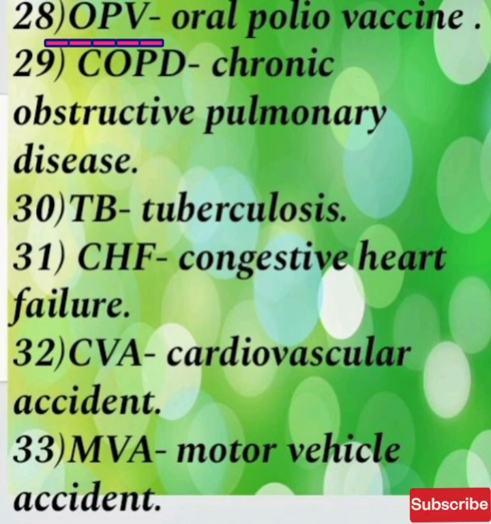Next is COPD, which stands for chronic obstructive pulmonary disease. We can say COPD is an umbrella term used for diseases such as emphysema and chronic bronchitis. Emphysema is a disease which destroys the air sacs, or to say alveoli, of our lungs, and chronic bronchitis is a chronic inflammation in the bronchi of our lungs.